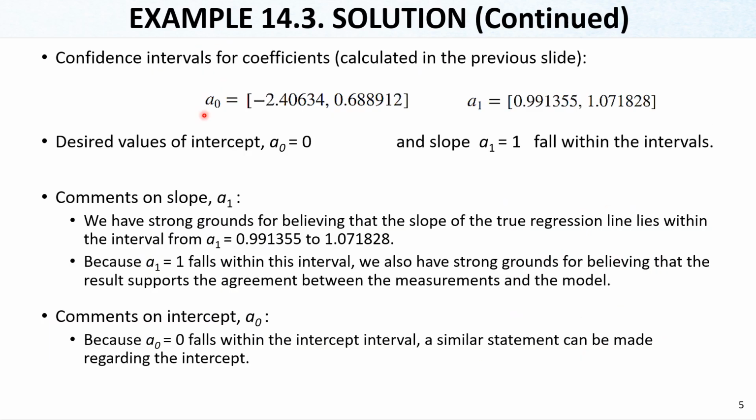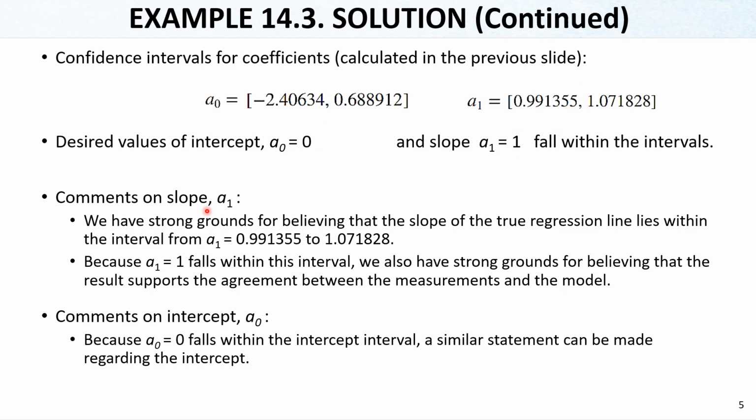In this slide, we summarize the A0 and A1 values we obtained from the confidence intervals. A0 is in this range and A1 is in this range. If you remember, the desired value for intercept A0 should be 0 to have a good fit for this example, and A1 should be 1. We can see that 0 falls within this interval, and 1 also falls within the A1 interval. That means we have a good fit, because these are within the intervals.